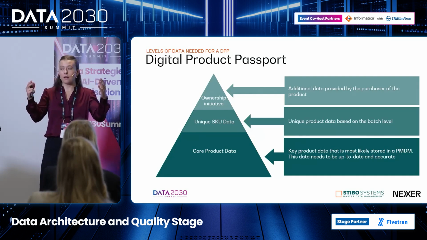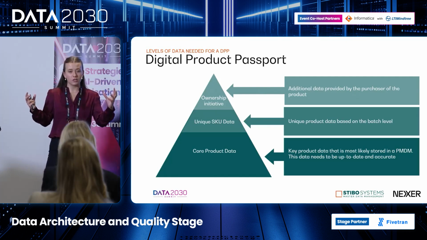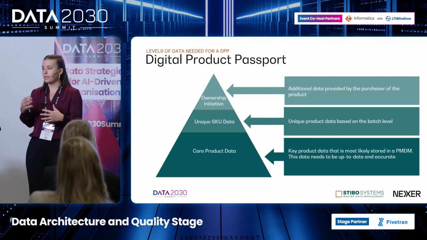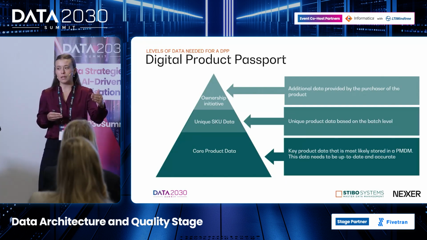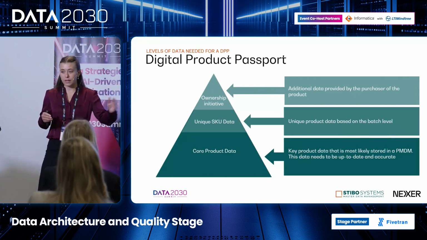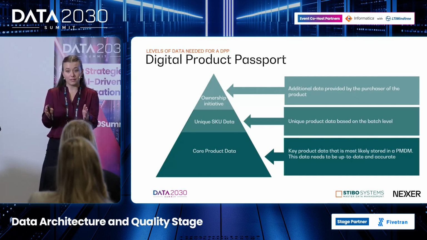Above that, you have what we would call batch level data. So let's say I've got a battery and it's a lithium battery. Where is that lithium being mined? What part of the mine? They can get it so granularly detailed into what section that data is. But that will sit on top of your product data.